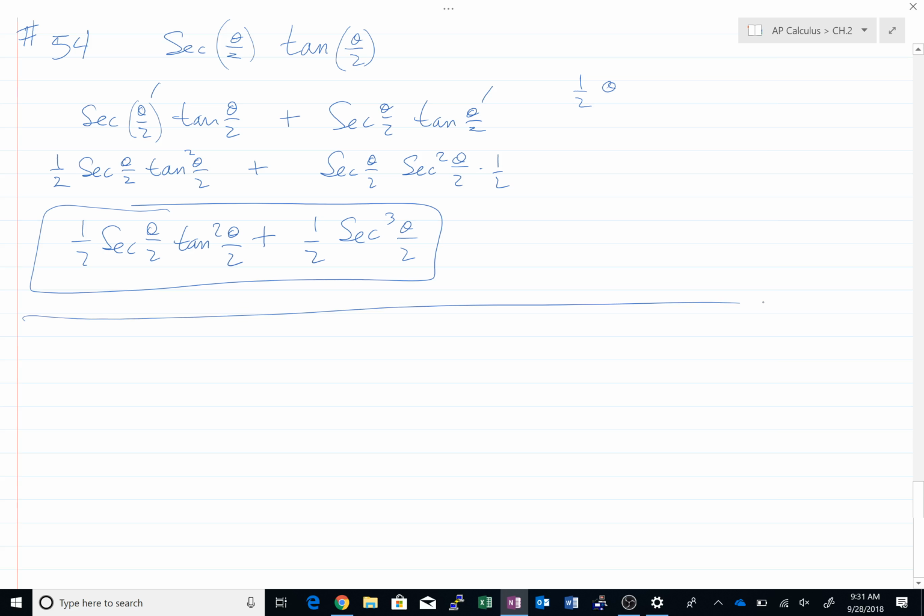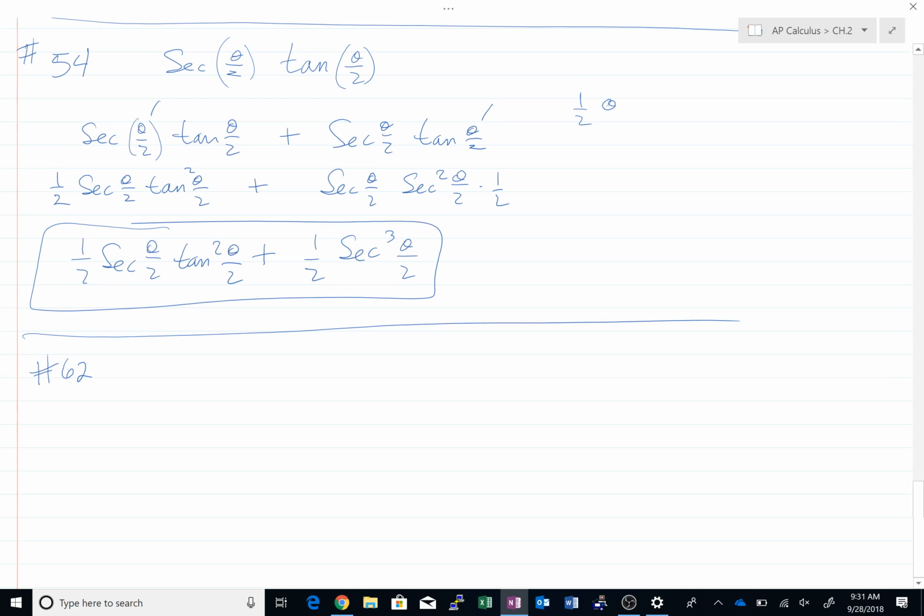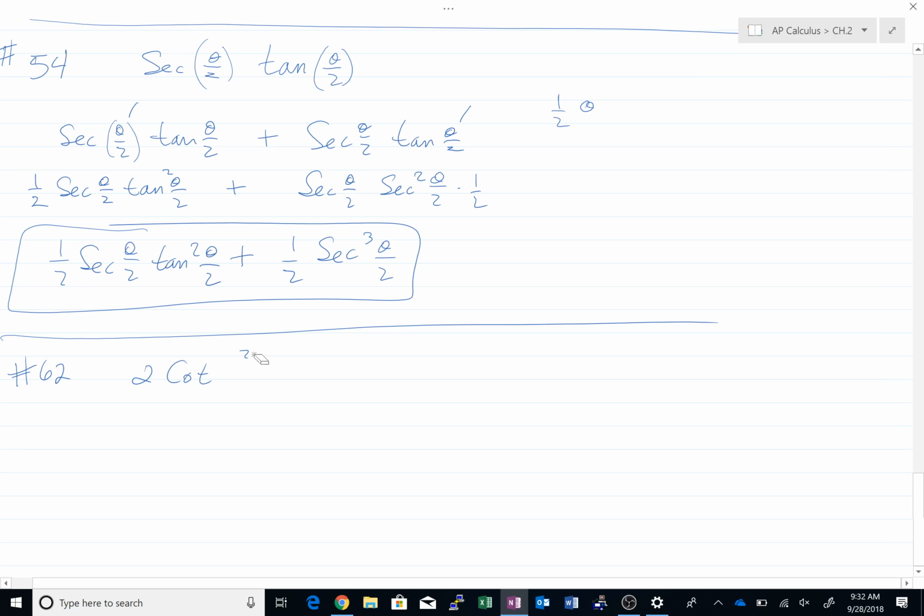All right, next, let's do 62. Is there no power to subtract? Nope. Here's the original function. There's no power or anything like that. I could factor out a 1/2. I could factor out a secant theta over 2, but it doesn't get me anywhere. It doesn't look any prettier than what that one does. Okay. So 2 cotangent squared of pi t plus 2.